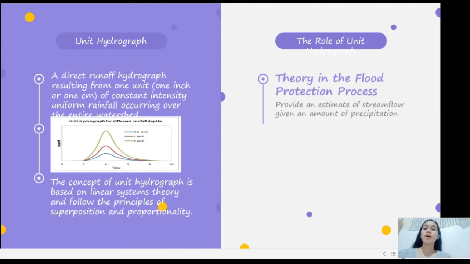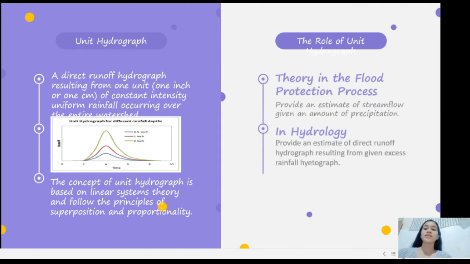For the role of unit hydrograph theory in the flood protection process, it provides an estimate of stream flow given an amount of precipitation. In hydrology, it provides an estimate of direct runoff hydrograph resulting from a given excess rainfall.